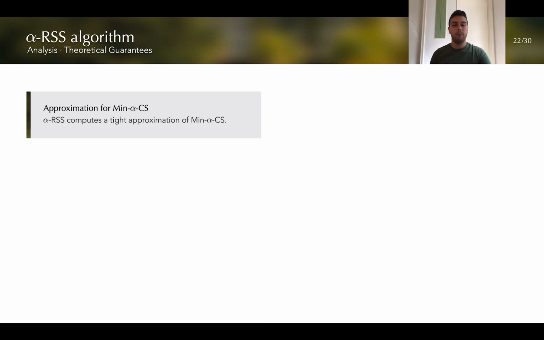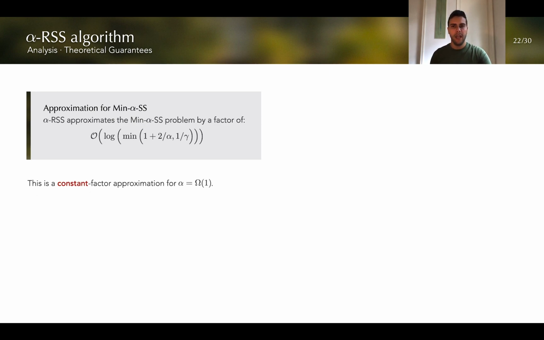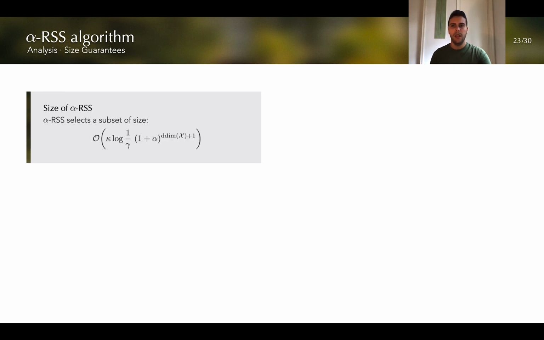This algorithm is actually an approximation of the minimum cardinality alpha consistent subset and alpha selective subset. In particular, it computes a tight approximation of the min alpha CS problem, and it computes an approximation of the min alpha SS problem up to this factor. And this, in particular, is a constant factor approximation for values of alpha that are lower bounded by a constant. More interestingly, for the proof of our main result, the size of alpha RSS is bounded by this factor.